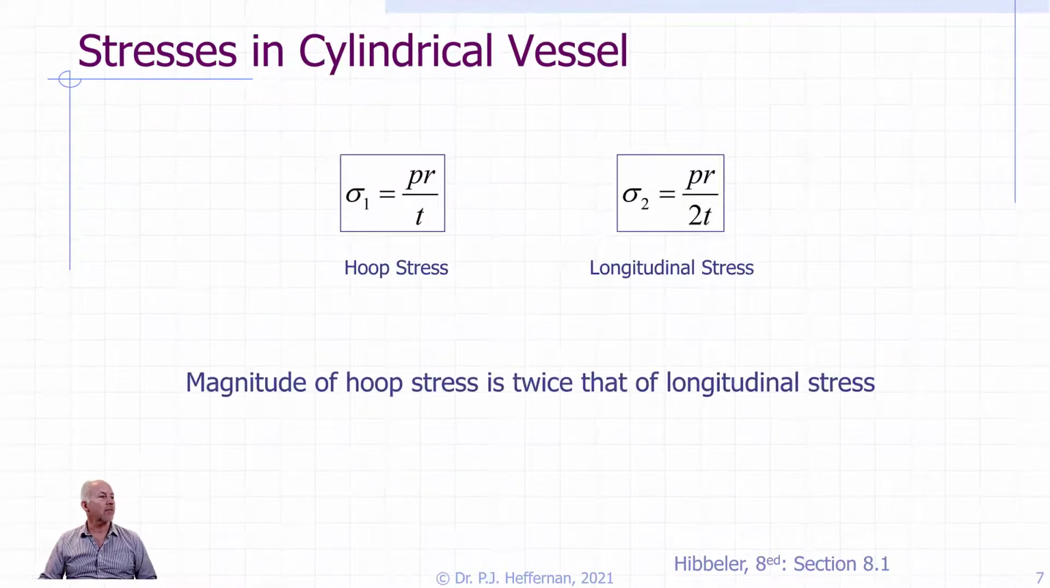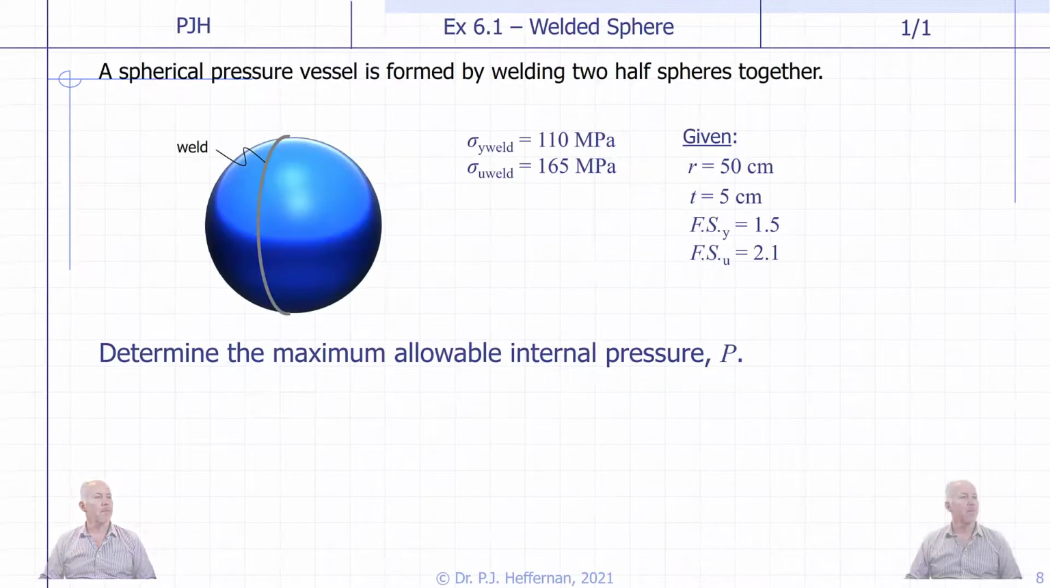So we just summarize it here. So stresses in a cylindrical vessel. We have our hoop stress sigma 1 is equal to PR over T, and our longitudinal stress sigma 2 is equal to PR over 2T, and we know that both would be equal in the case of a spherical pressure vessel. So we know that the magnitude of the hoop stress is twice that of the longitudinal stress.